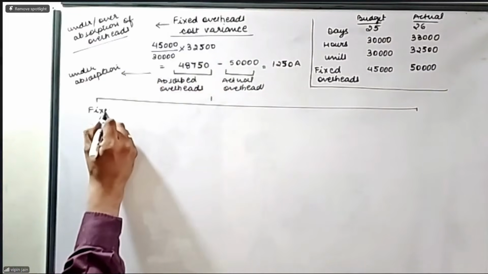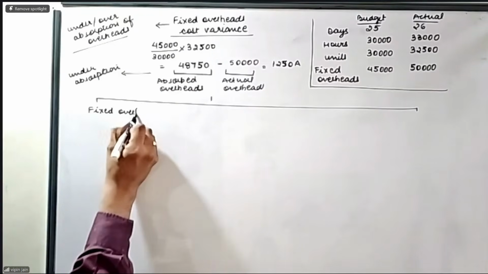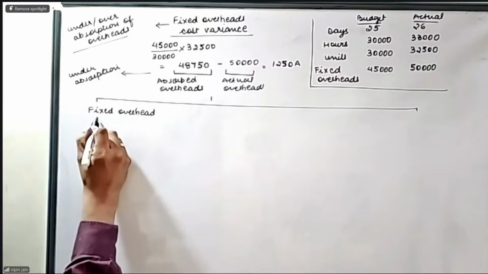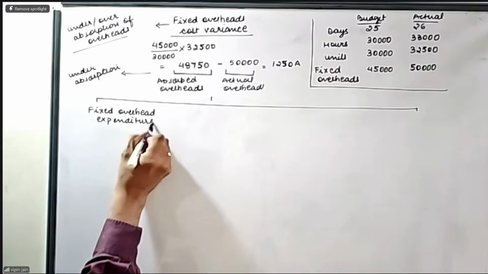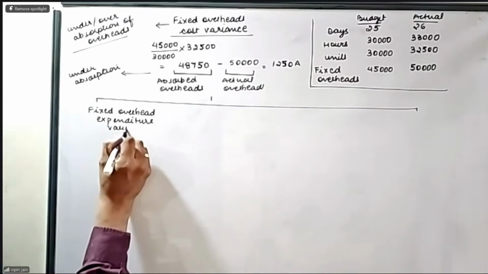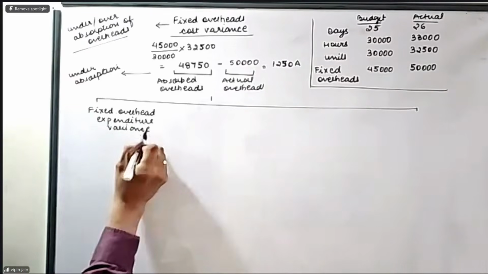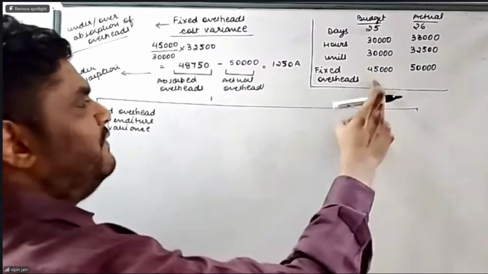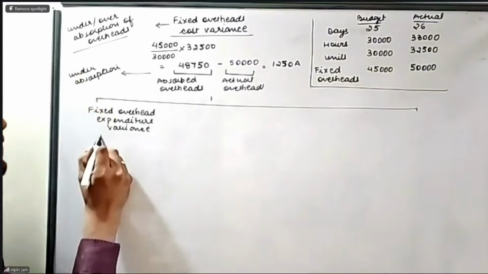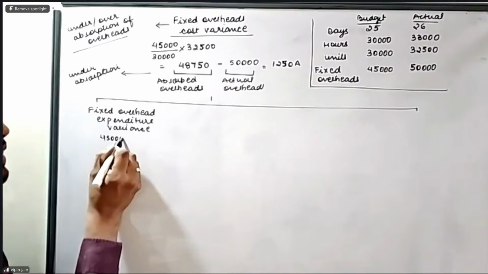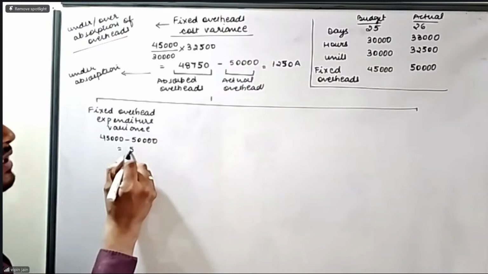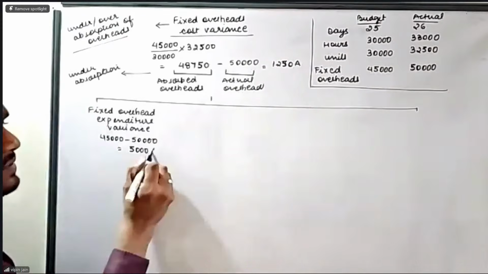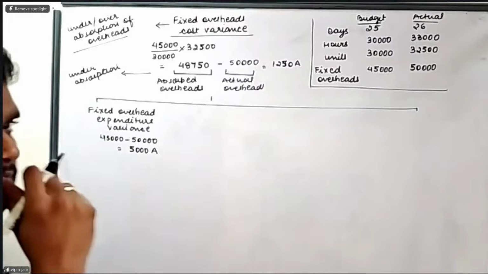Next, fixed overhead expenditure variance. Very simple, straight away. 45,000 was my budgeted fixed overhead. This is what I targeted. My actual fixed overheads are 50,000. How much extra? 5,000 extra. So this variance will be adverse.